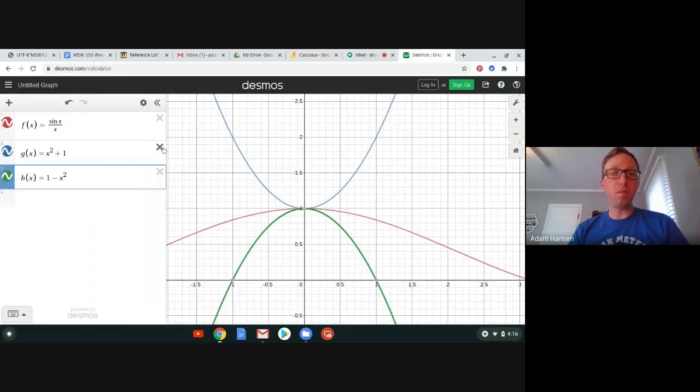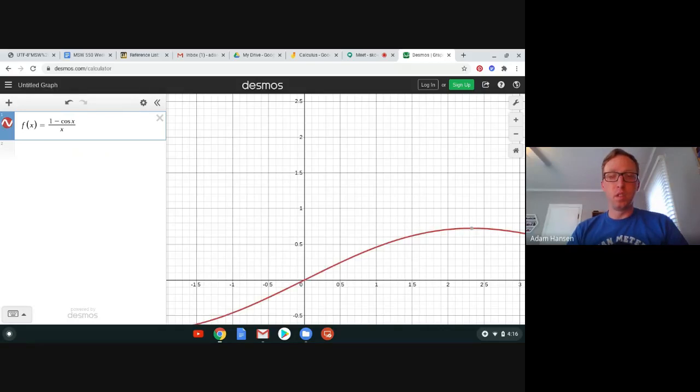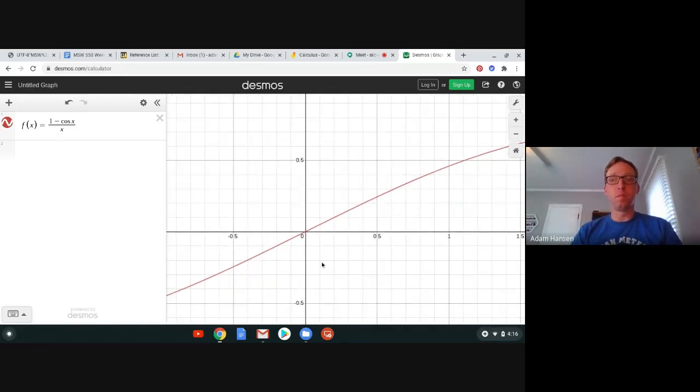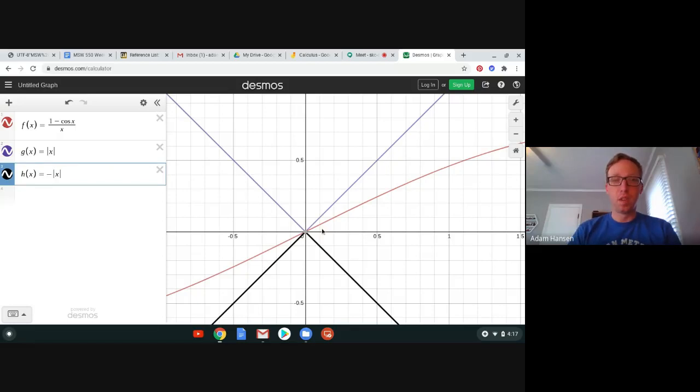Also do the same thing for another trig function. 1 minus cosine x divided by x. Cannot plug in 0. It is undefined. Cannot simplify. So let's see if we can't come up with some different functions. Maybe we'll use a different one, like maybe the absolute value of x. And negative absolute value of x. Note that the one that we want to smush is in the middle, and they all kind of come together at 0. One is strictly greater than 1 minus cosine x over x. One is strictly less than 1 minus cosine x over x.